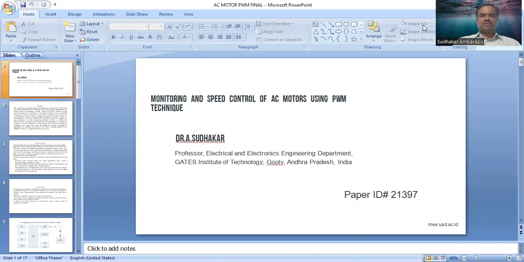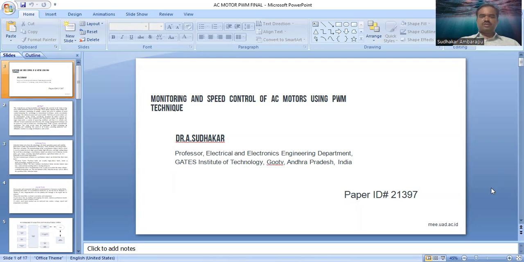Myself, Dr. A. Sudhakar, working as Professor, Electrical and Electronics Engineering Department, Gates Institute of Technology, Gutti, Andhra Pradesh, India. So today I am going to give a presentation on monitoring and speed control of AC motors using pulse width modulation technique. And my paper ID is 21397.